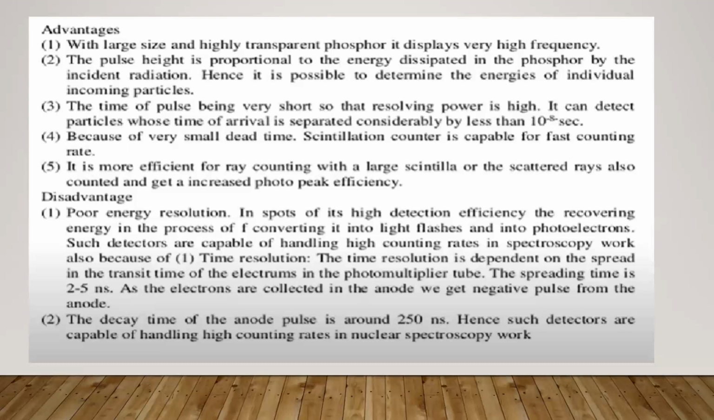In spite of its high detection efficiency, energy is lost in the process of converting it into light flashes and into photoelectrons. Such detectors are capable of handling high counting rates in spectroscopy work. The time resolution is dependent on the spread in the transit time, and the spreading time is 2 to 5 nanoseconds. As the electrons are collected in the anode, we get a negative impulse from the anode. The decay time of the anode impulse is around 20 nanoseconds to 50 nanoseconds. Hence, such detectors are capable of handling high counting rates in nuclear spectroscopy work. That is about the scintillation counter.